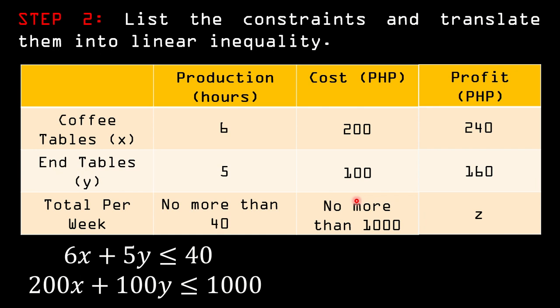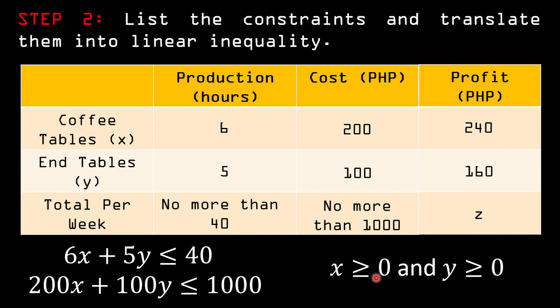Now, since we are after a real life solution here with our problem in linear programming, we need to restrict the values of x and y. Since x and y refer to the quantity of the coffee tables and end tables, it cannot be negative. So let's restrict the quantity of the coffee tables and end tables as greater than or equal to 0. Again, since we are after the real life solution, we need to restrict the values of x and y.